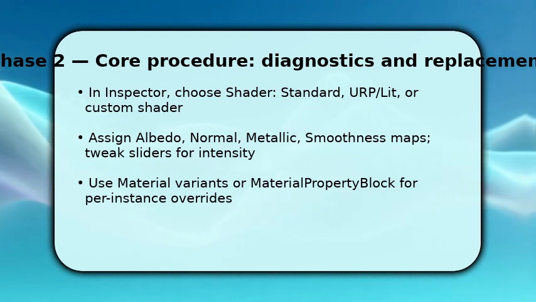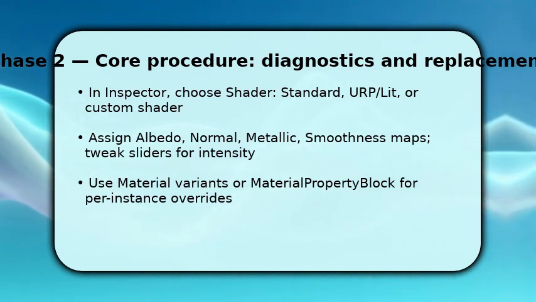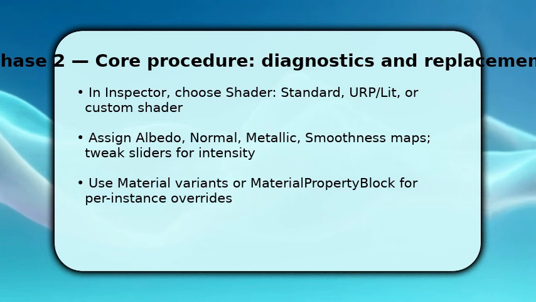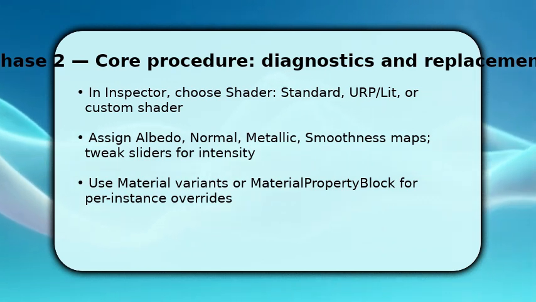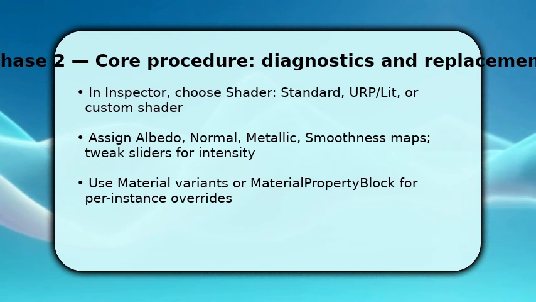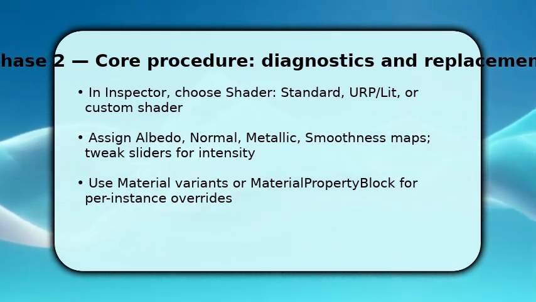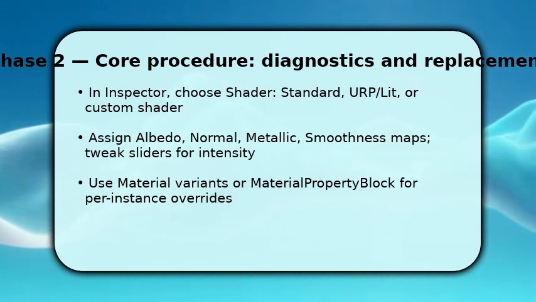After assigning the material, you adjust how it behaves by picking the right shader: Standard for classic PBR, URP Lit for Universal Render Pipeline, or a custom shader when you need special effects. Then assign texture maps: albedo for color, normal for surface detail, metallic and smoothness for reflections. Tweak sliders to balance realism versus performance.